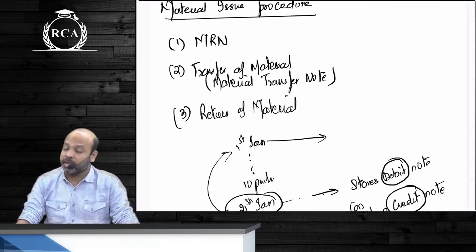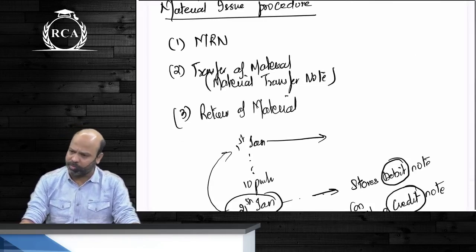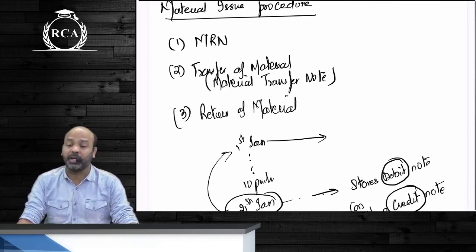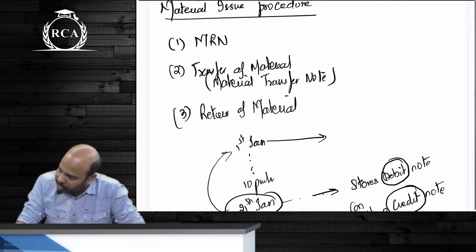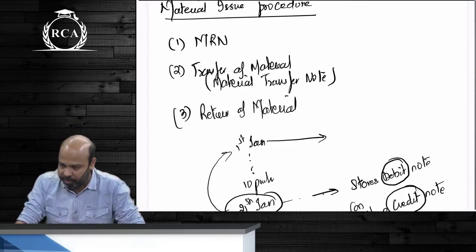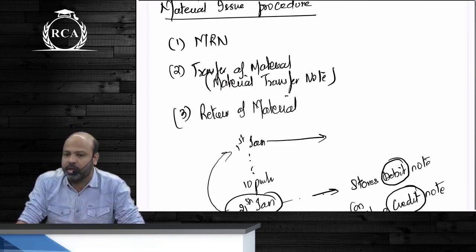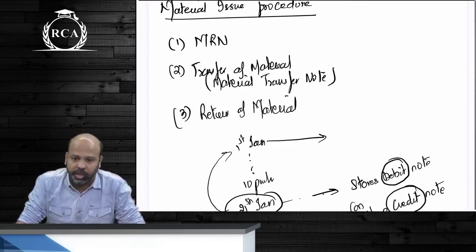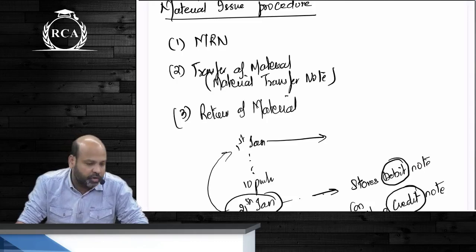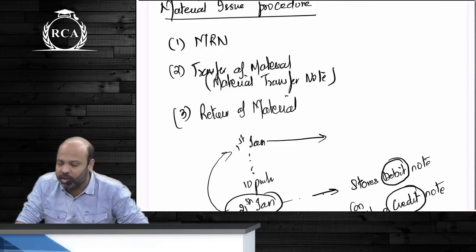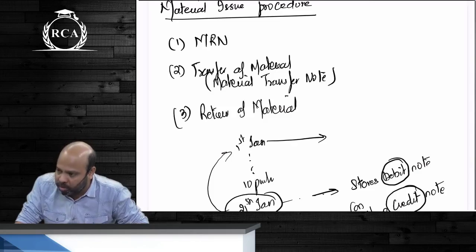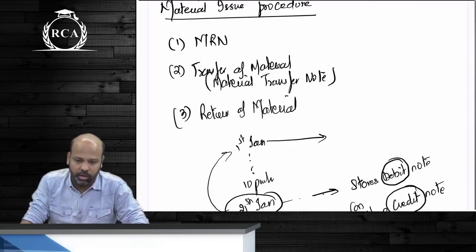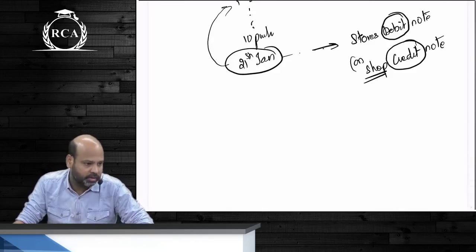So three things. One is issue of material by the stores to the production department, for which you prepare material requisition note. Then there is transfer of materials between the production departments, for which we'll prepare material transfer note. And then there is return of materials by stores to the supplier, for which we'll prepare a material return note. Or there is return of materials by production department to the stores, for which you will prepare a stores debit note or a shop credit note. Are we all clear about this? Any doubt in this matter?